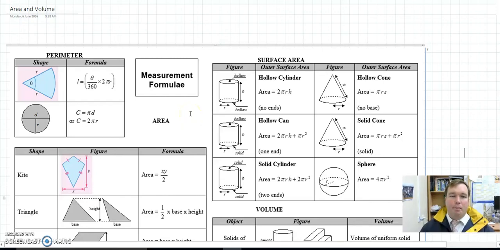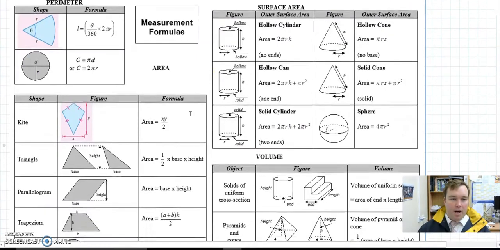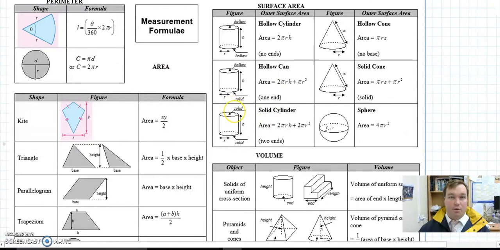Today we're looking at measurement, and I would like to run through a whole series of formulas that are useful to have on one page so you can see them all at once. I've got a little formula sheet here that you can print out and stick in. It's important to know which part of the formulas apply to what.